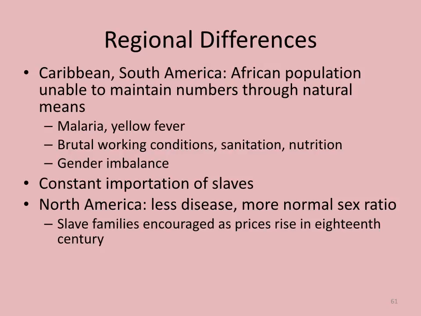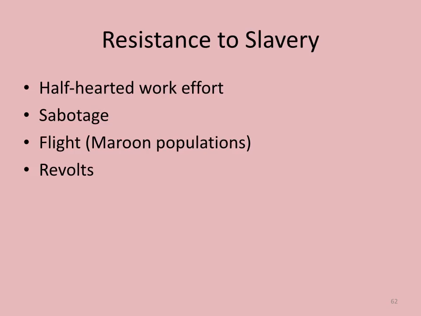We're going to see that Africans have to keep importing them because they're not reproducing. In North America, there's a lot less disease and a more normal sex ratio, almost 50-50 men to women. We're going to start seeing slave families encouraged as prices rise in the 18th century. Why buy new slaves every year when you can force them to mate and they make babies for free? That's going to be a huge trend here in North America.